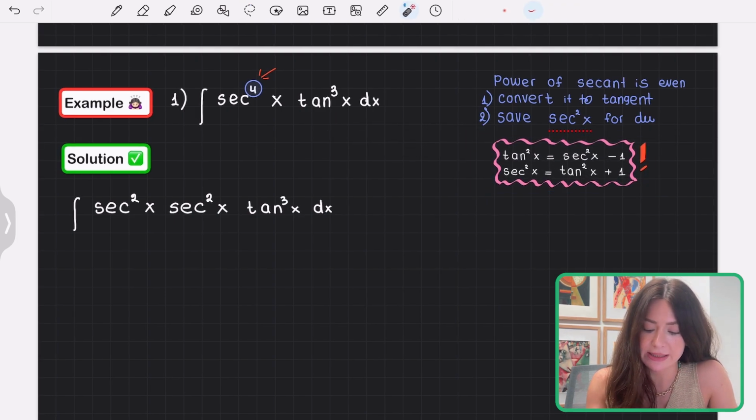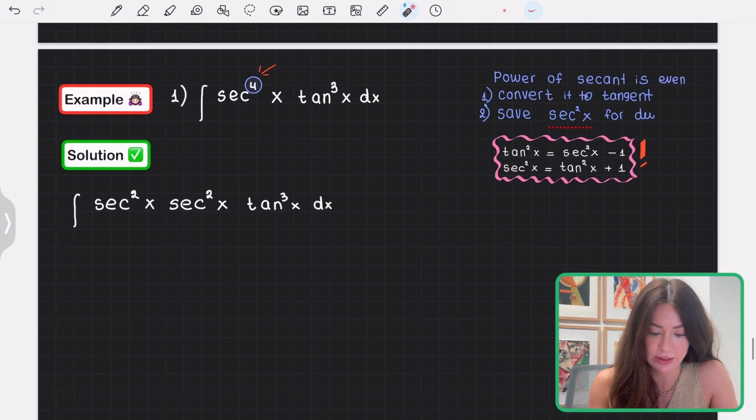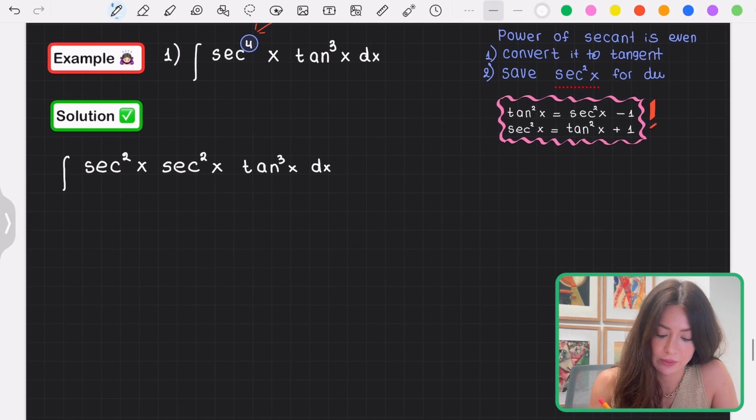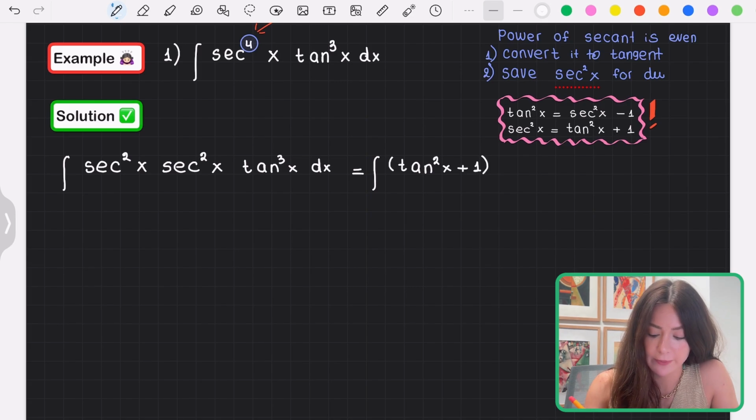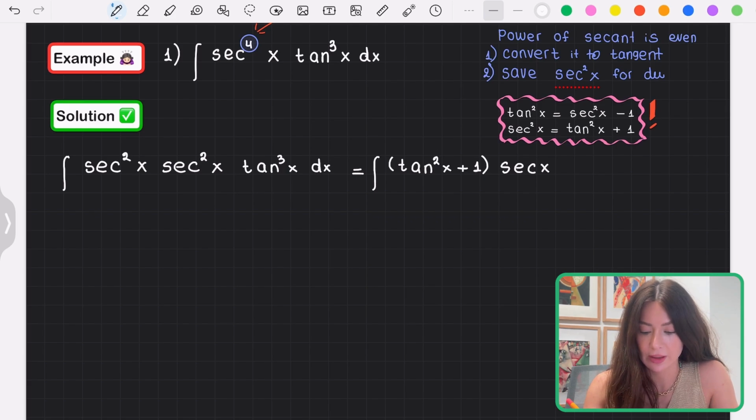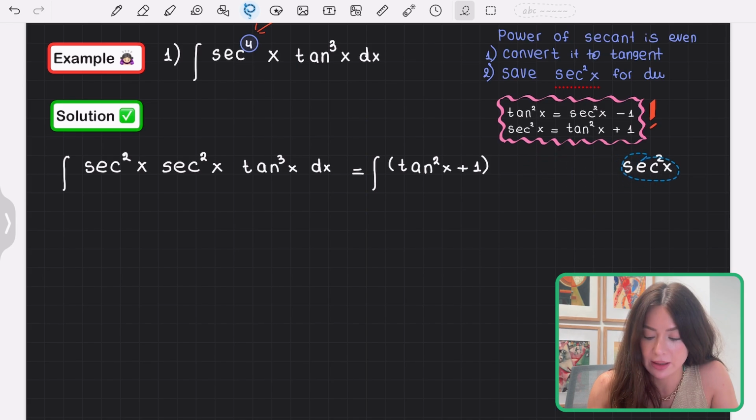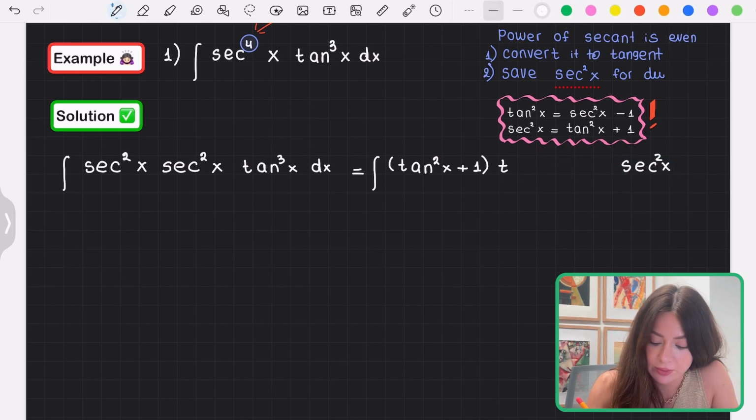Because whenever it says convert to tangent, secant square has this sort of relationship to tangent. So that's what it asks you to do. So I'm going to do that. First, secant square gets converted. Okay, now I have 1 secant square x. I need to put that secant square x away for du. And then I also have tangent cube x.